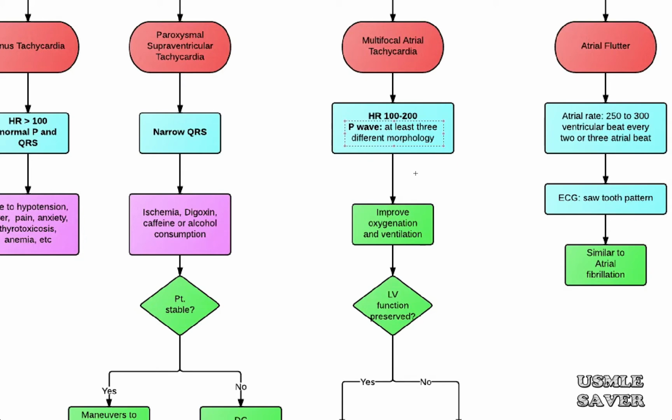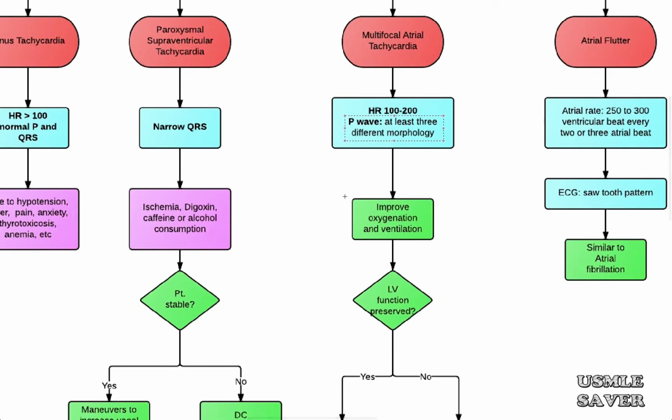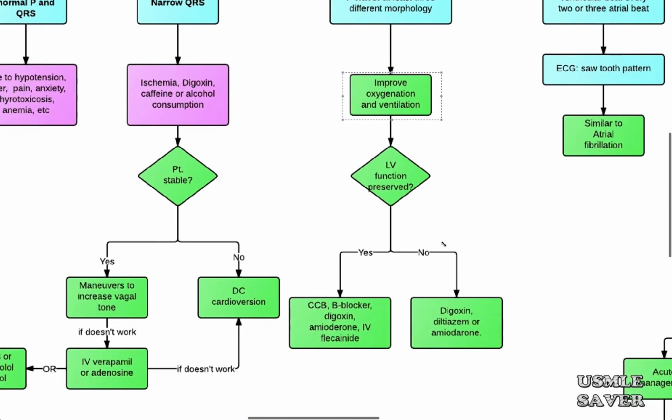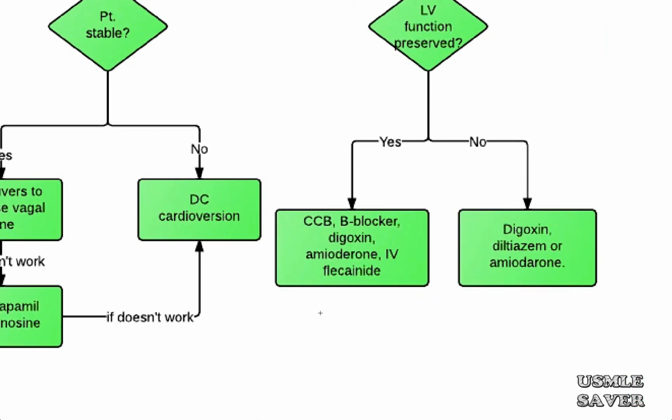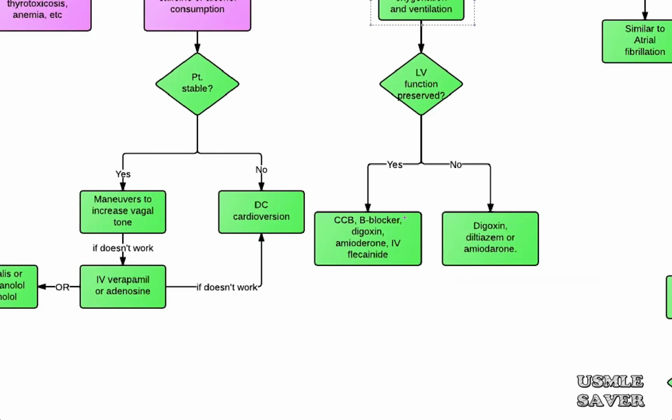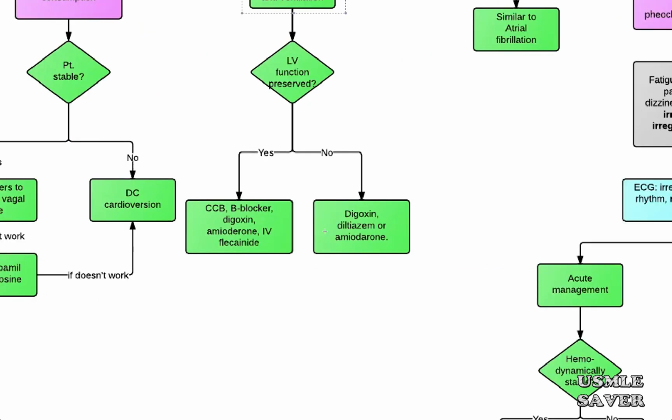Management is mainly to treat the respiratory problem by improving oxygenation and ventilation. Treatment depends on LV function. So if left ventricular function is preserved, then you want to try calcium channel blockers, digoxin, amiodarone, or IV flecainide. I have beta blockers here, but be careful with beta blockers if these patients have respiratory problems. If left ventricular function is not preserved, then you want to use digoxin, diltiazem, or amiodarone.